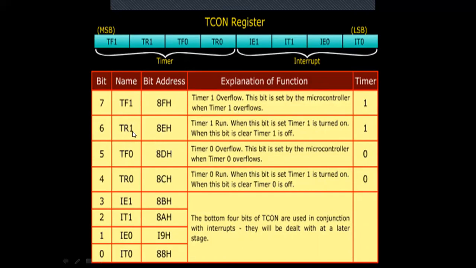And TR1 is the timer 1 run control bit. So when this bit is set, timer 1 is turned on. These are for timer 1. Similarly, TF0 is the same as TF1 except that it is for timer 0, and TR0 is the same as TR1 except that it is for timer 0. And these 4 bits are for interrupts.